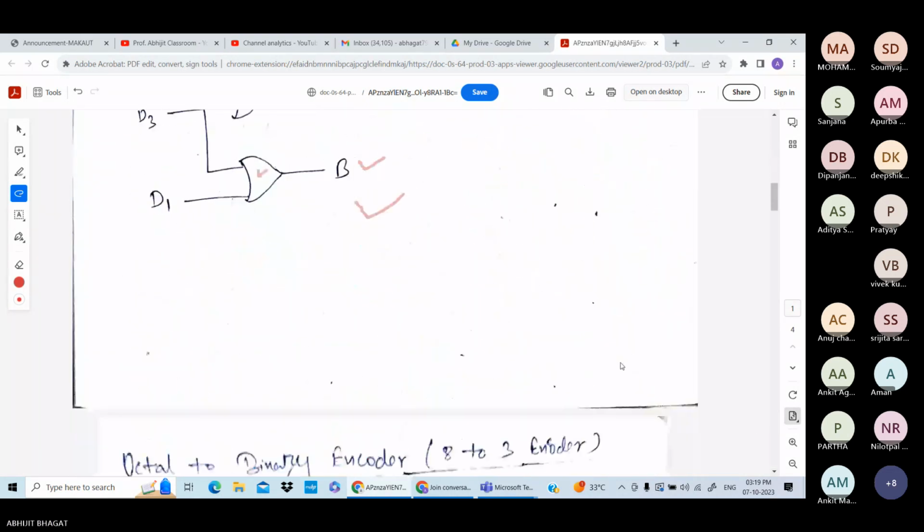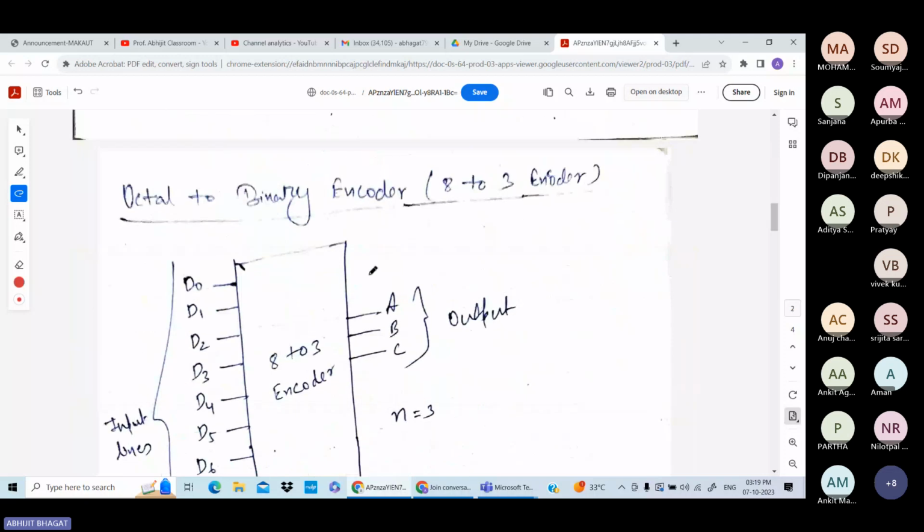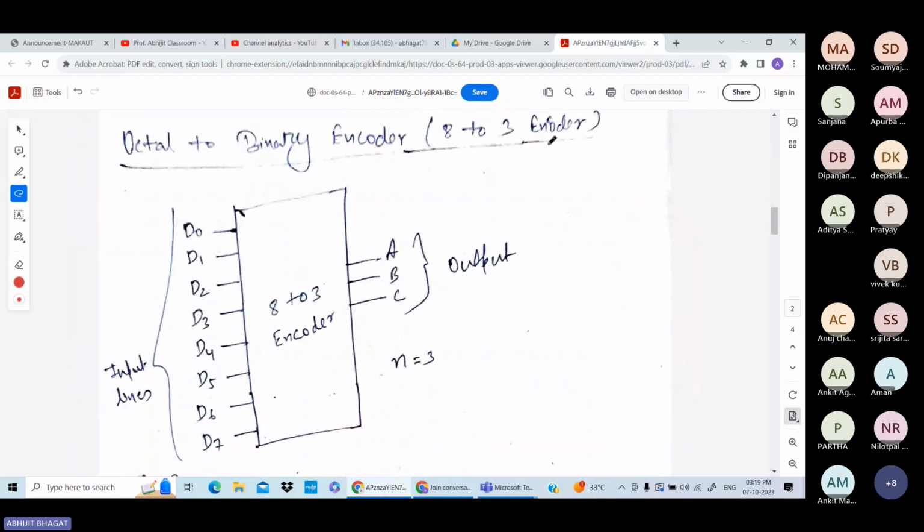Next is octal to binary encoder, or 8 to 3 encoder. Okay. Next topic is octal to binary encoder or 8 to 3 encoder.